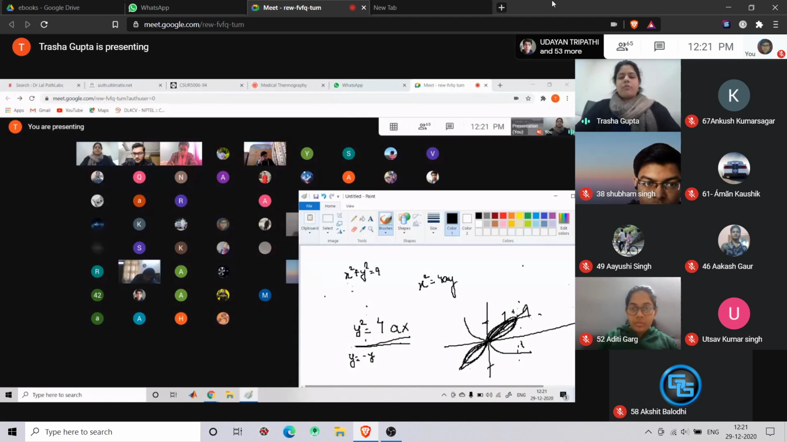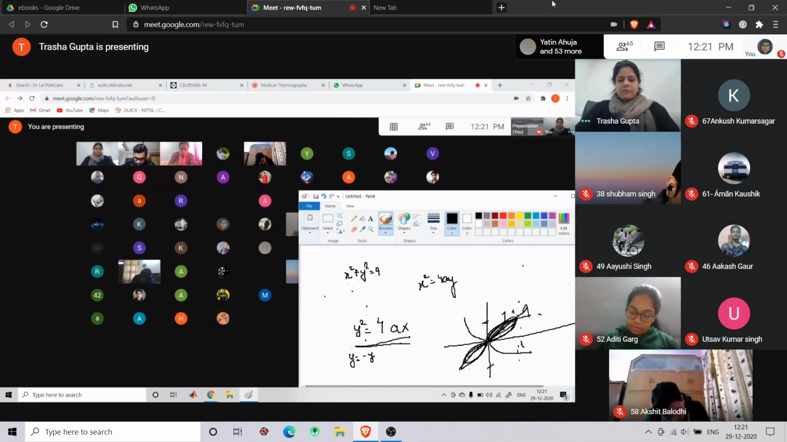So it is saying that when you have symmetric in opposite quadrants, the equation of the curve remains unchanged. Please write down: the equation of the curve remains unchanged when both x and y are changed to minus x and minus y.